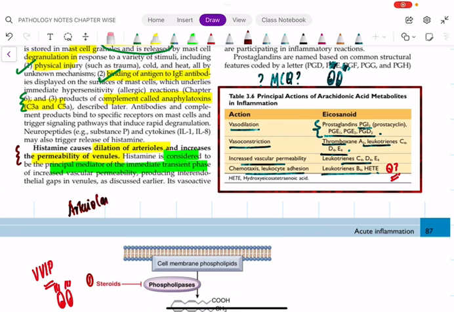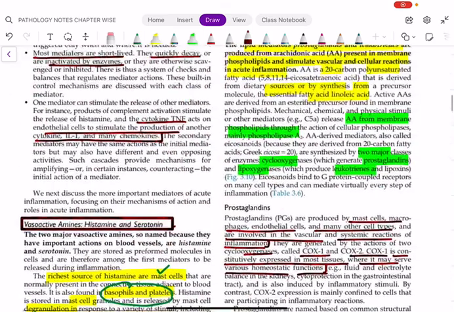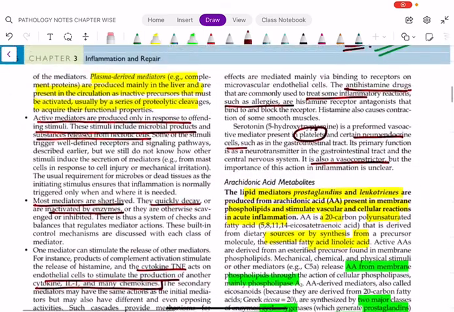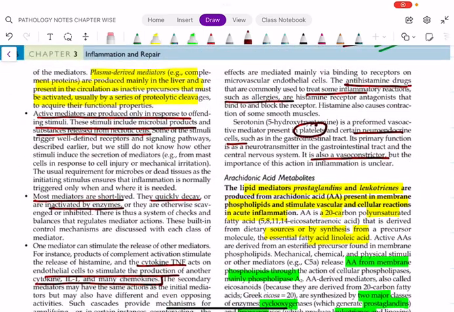Arteriolar dilation and venular permeability. These are the two important salient features of histamine. That is why in allergic reactions, whenever you get some itching, you will be given antihistaminic drugs like CPM, chlorpheniramine maleate.